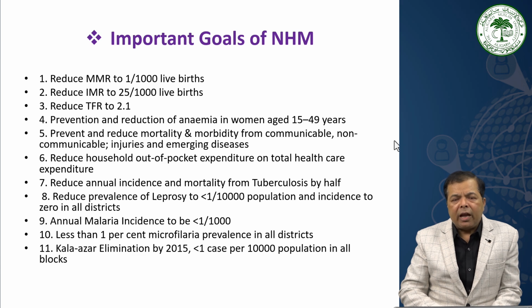Prevention and reduction of anemia in women aged 15 to 49 years. We have seen to what extent anemia is prevailing in India, and what kind of disparity exists among various states. So these are very important goals and targets. And then there are several others which are related to the control of a specific disease, right? This way, important goals have been identified for NHM, and these are basically getting delivered also.